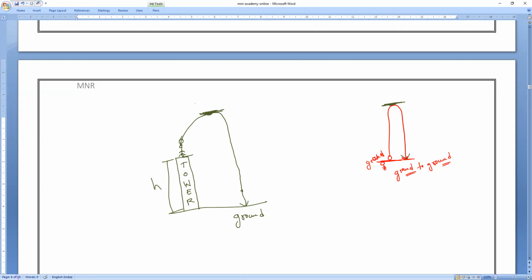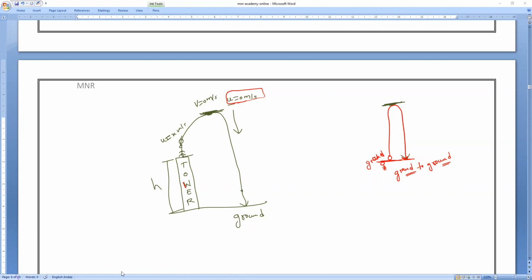We all know that at maximum height the final velocity is zero. It is thrown with some initial velocity, some x meters per second. And when it is coming down at this point, the initial velocity will become zero. Now, when the body is thrown from a certain height, from a tower or a building, how do the formulas get modified? We will discuss now.